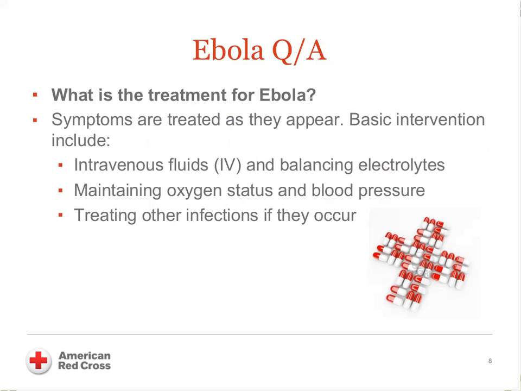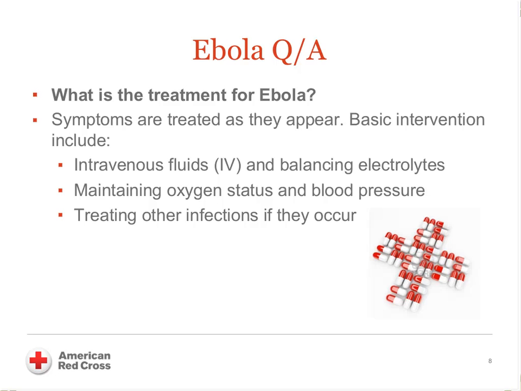There are several lab tests used in diagnosis. Once the sample of the patient is collected, tested, and Ebola is confirmed, then the symptoms of Ebola are treated as they appear. Basic intervention, when used early, can improve chances of survival, including IV and balancing electrolytes, maintaining oxygen status and blood pressure of the patient, and treating other infections as they occur.